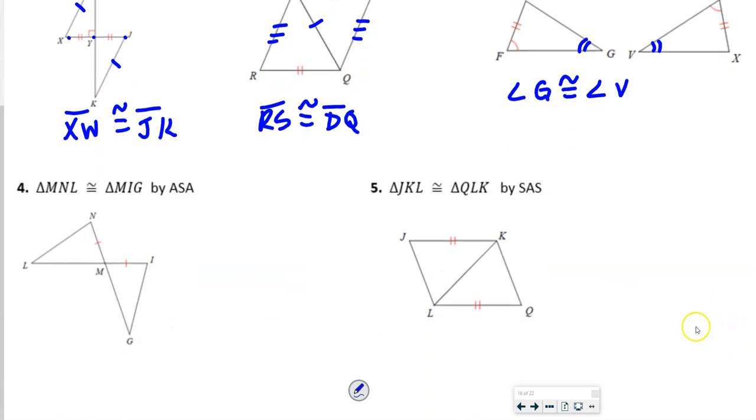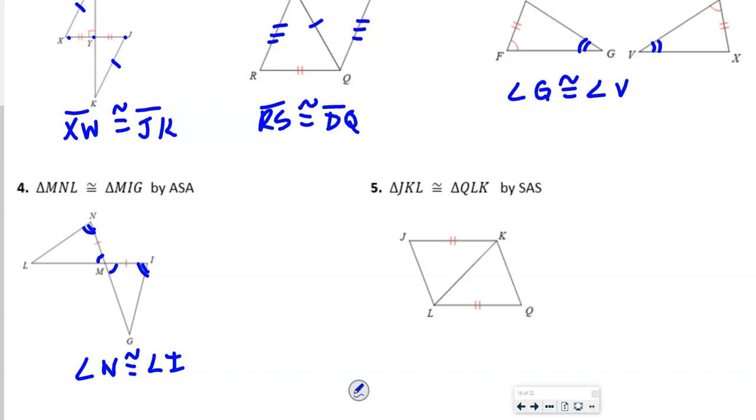Our next one is angle, side, angle. So we have the vertical angles that are already congruent. We know that. Then we need another pair of angles, obviously. So we have a side between them there and a side between them there. So this is going to be the angle N is congruent with angle I.